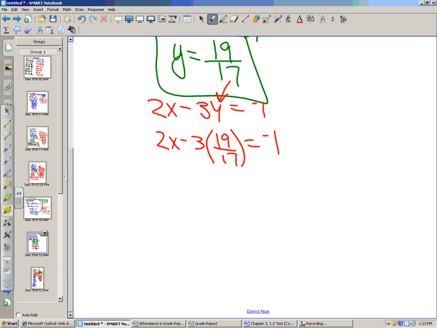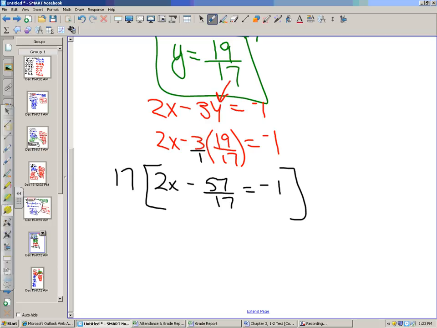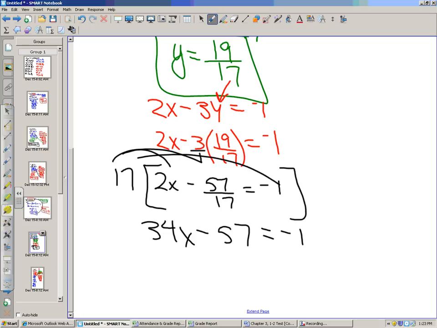Now, put that 3 over 1. Marry the tops and marry the bottoms. What's that going to give you? How about 57 over 17? Something has a number. Now what? Pretty or ugly? Ugly. So how do I make it look pretty? You are going to multiply every single thing by 17, right? So this is going to give me 34x minus 57 is equal to negative 17.